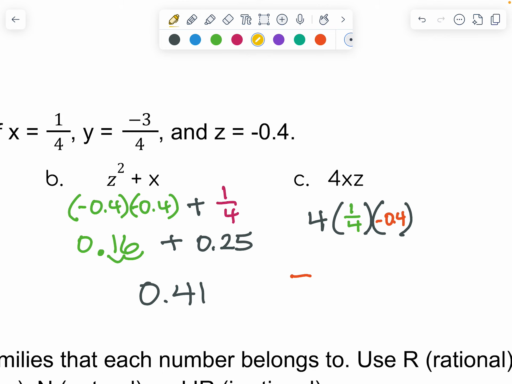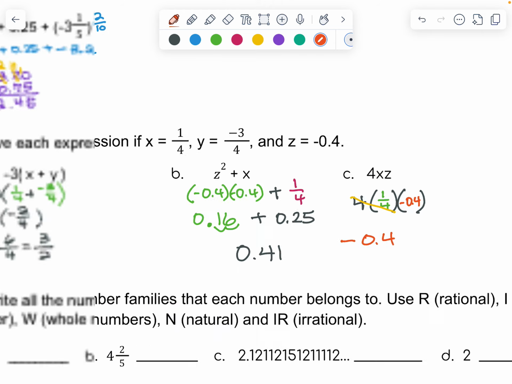And I'm going to cross cancel. What's 1/4 a fourth? Whoop, just 1. 1 times 0.4. It's 0.4. Come on. That was great. Cross canceling is fantastic. You should try it. Don't be afraid of it.